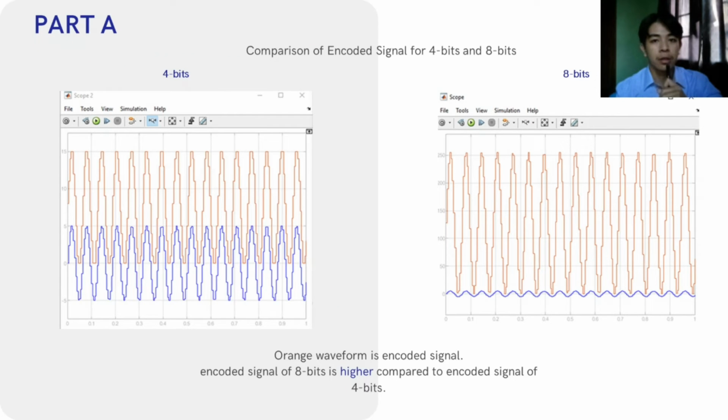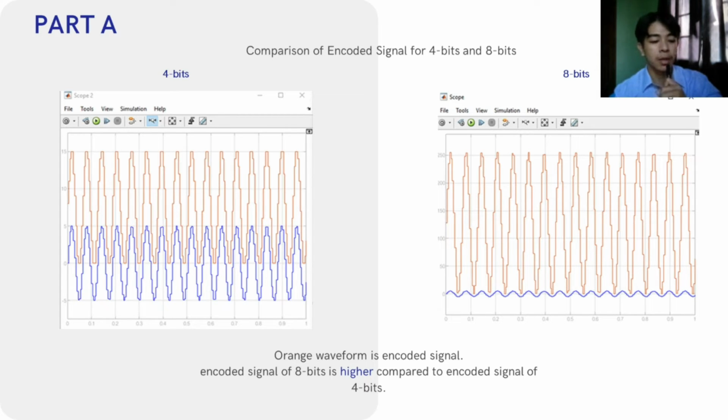And then this is the comparison of the encoded signal for 4 bits and 8 bits. So basically for 4 bits, the orange waveform is the encoded signal, and the same on the right side, which is the waveform of the encoded signal for 8 bits, represented by the orange waveform. And from the observation, we can see that the encoded signal for 8 bits is higher compared to the encoded signal of 4 bits.